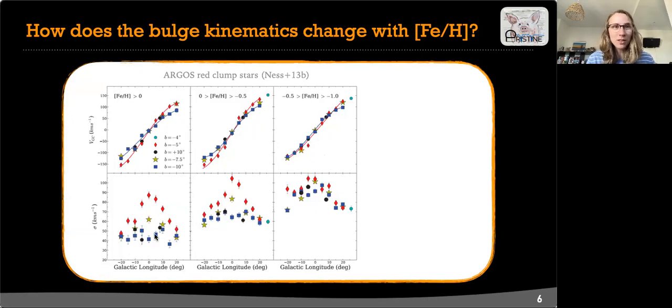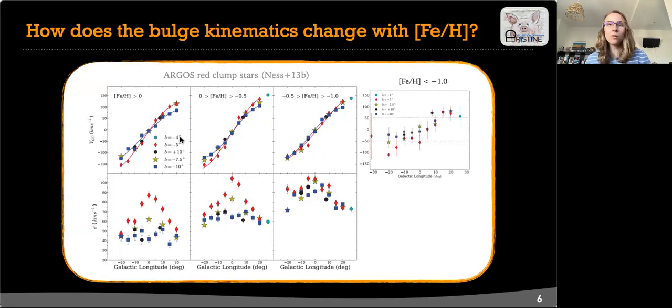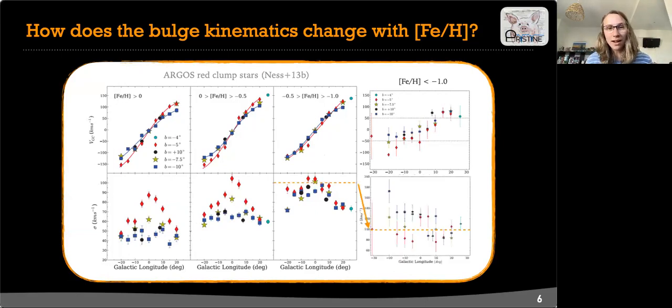And we can see that the velocity dispersion is increasing as you go to lower and lower metallicity, but the rotation is very similar, until you get to their lowest metallicity bin, which unfortunately doesn't have that many stars. But they start to see a slower rotation and an even higher velocity dispersion.